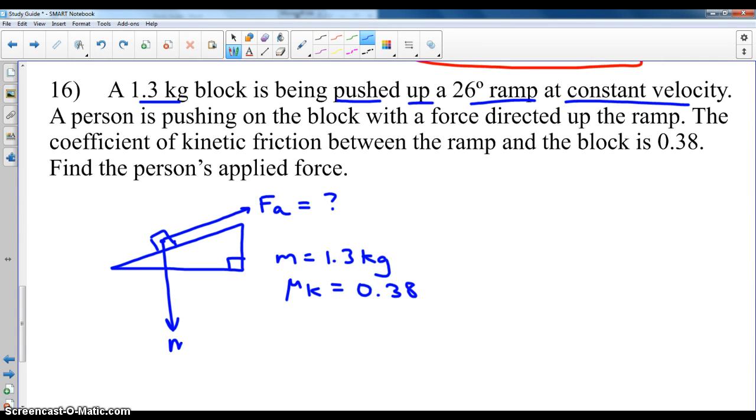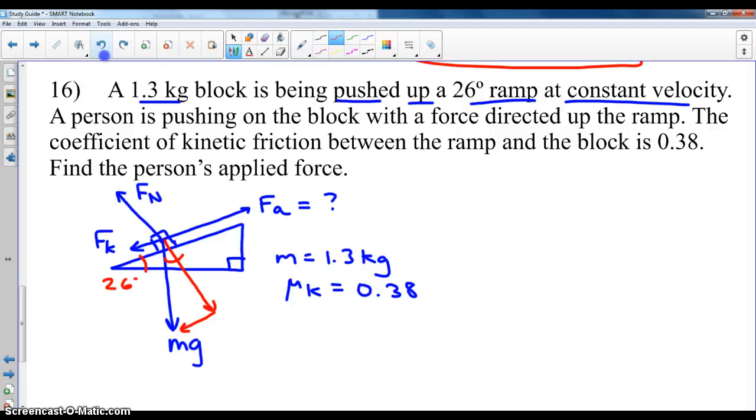So what else acts on the block? Well, there's gravity pulling down. The normal force pushes perpendicular, because normal means perpendicular. And then friction, kinetic, opposes the motion of the block. So let's put Fk. Right. So what are the forces? That's it. That's all of them. But mg, of course, has a tilted y component and a tilted x component. Theta here, and also this theta, those are both 26 degrees.